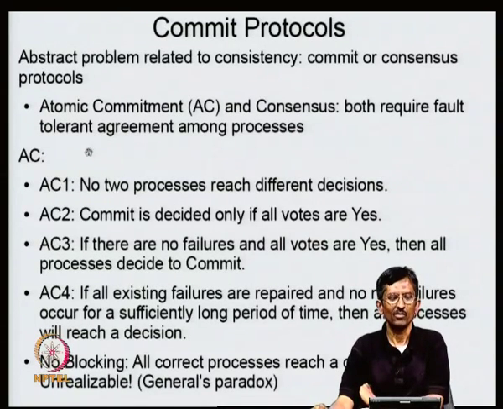What are the kinds of properties that you may want to have for atomic commitment? The first obvious thing is that no two processes reach different decisions. Either everybody has agreed to yes or everybody agrees to no. One of these things. So this is fairly straightforward. Commit is decided only if all votes are yes.